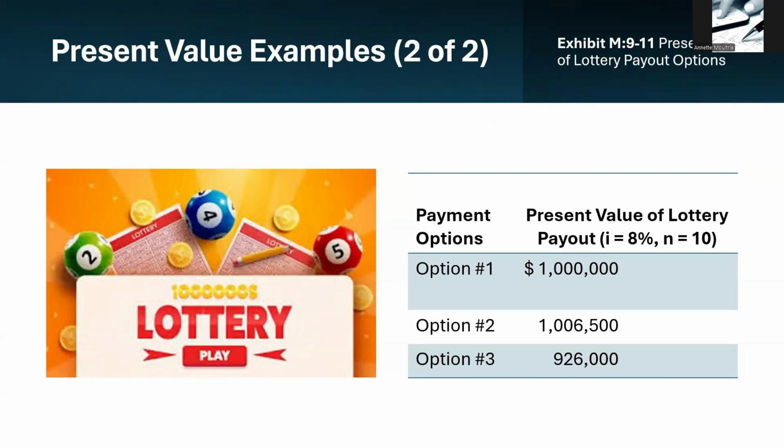So based on this comparison, you might want to choose option 2 because it is worth, in today's dollars, the highest amount of the 3 options. Option 1 is 1 million, option 2 is 1,065,000, and option 3 is 926,000.